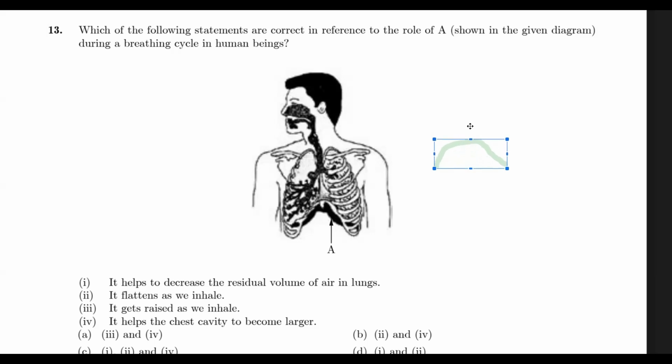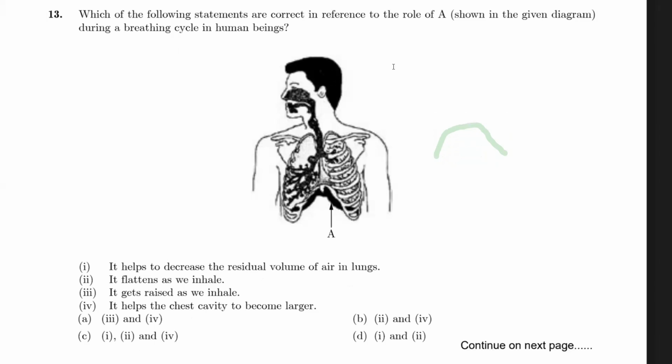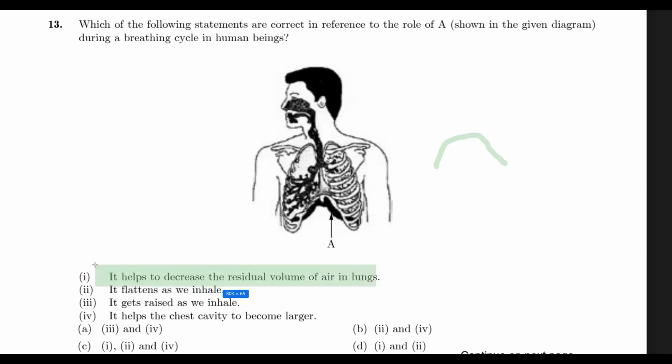So let's come to just the movement of the diaphragm. This is the inhalation, this is the exhalation. Okay, so what we have to find out in this case is the correct option, right? I can show you all the parts. The first says that the diaphragm helps to decrease the residual volume of air. Well, I can say that it does not have any role in the residual volume. Residual volume is that reserve volume of air that's present in the lungs, because the rate of diffusion is not as fast as the rate of breathing. So the diaphragm has no role in this.